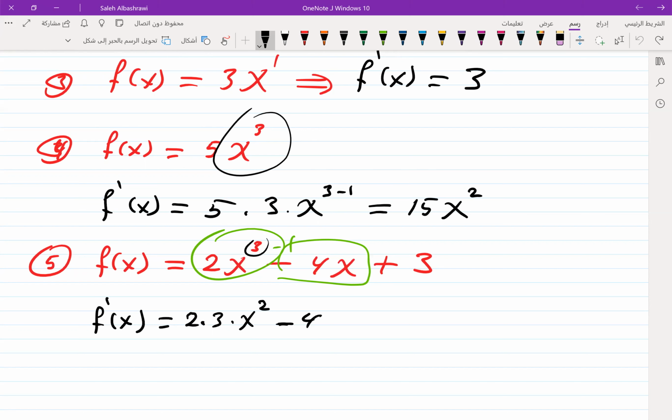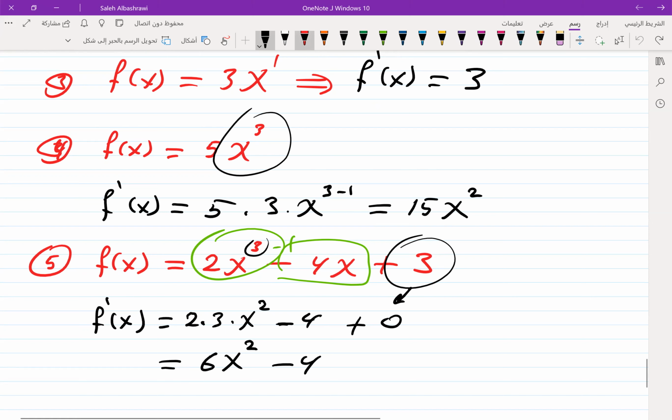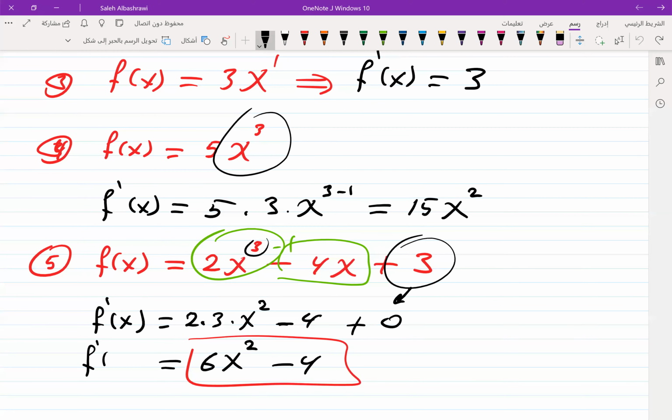Second term, minus 4x. It is x to power 1, so the derivative will be only minus 4: minus 4 multiplied by the derivative of x, which is equal to 1, so it is minus 4. Now the derivative of the 3 is a constant. The derivative of a constant is equal to 0. So the derivative now will be 2 multiplied by 3 is 6, x to power 2 minus 4. This is the derivative of 2x to power 3 minus 4x plus 3.